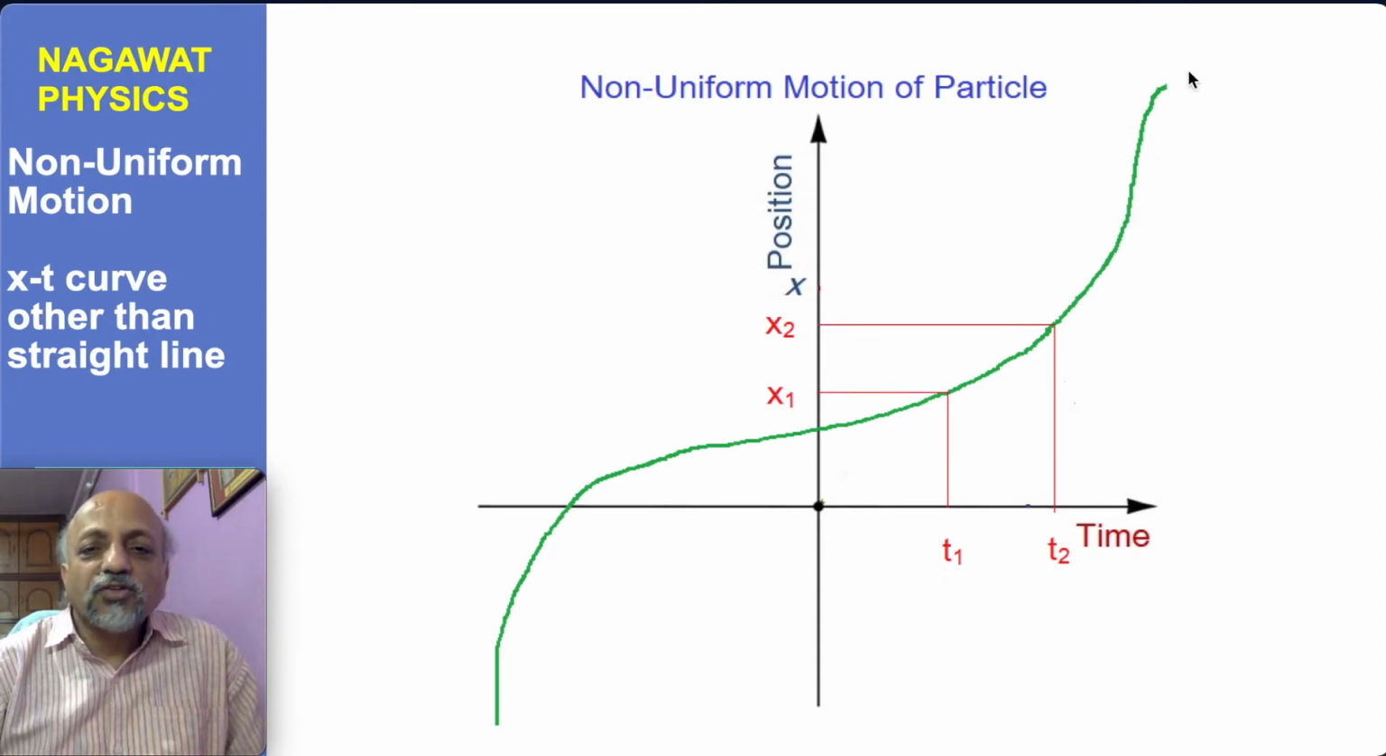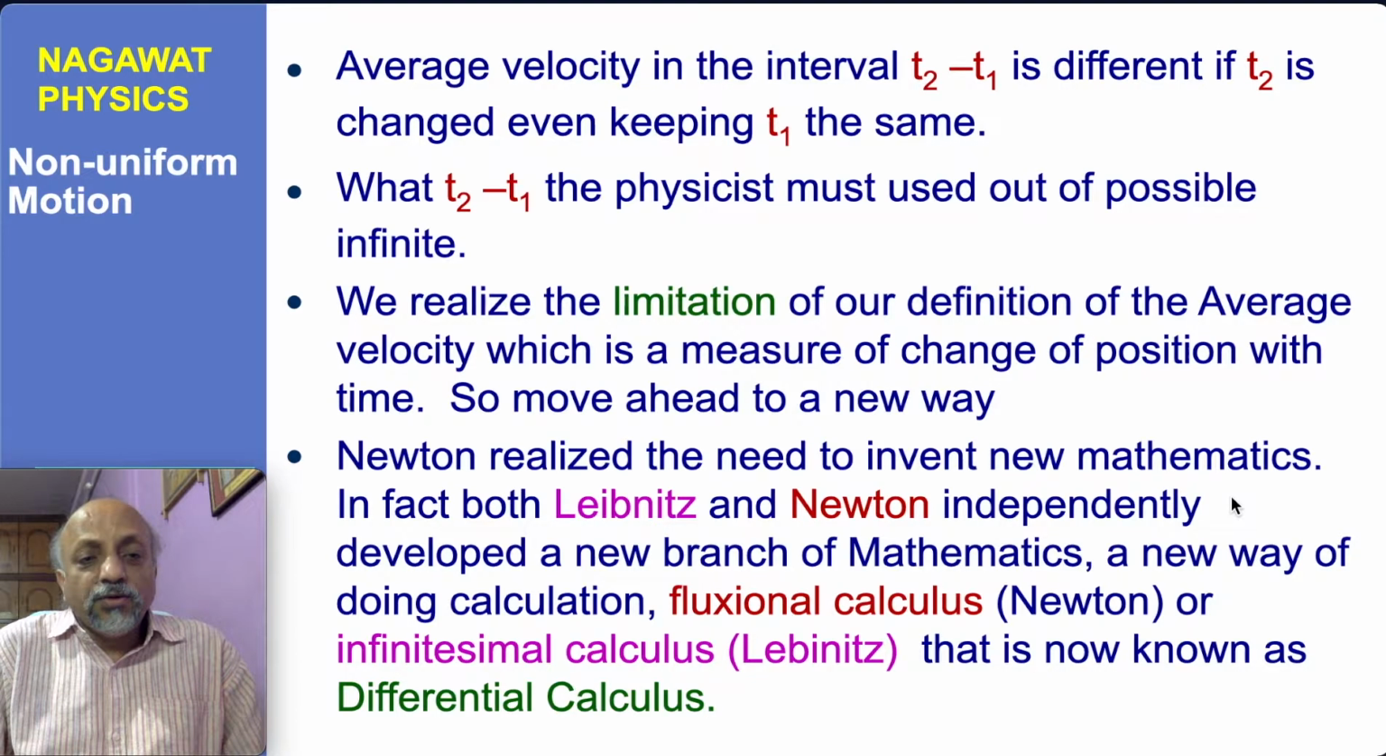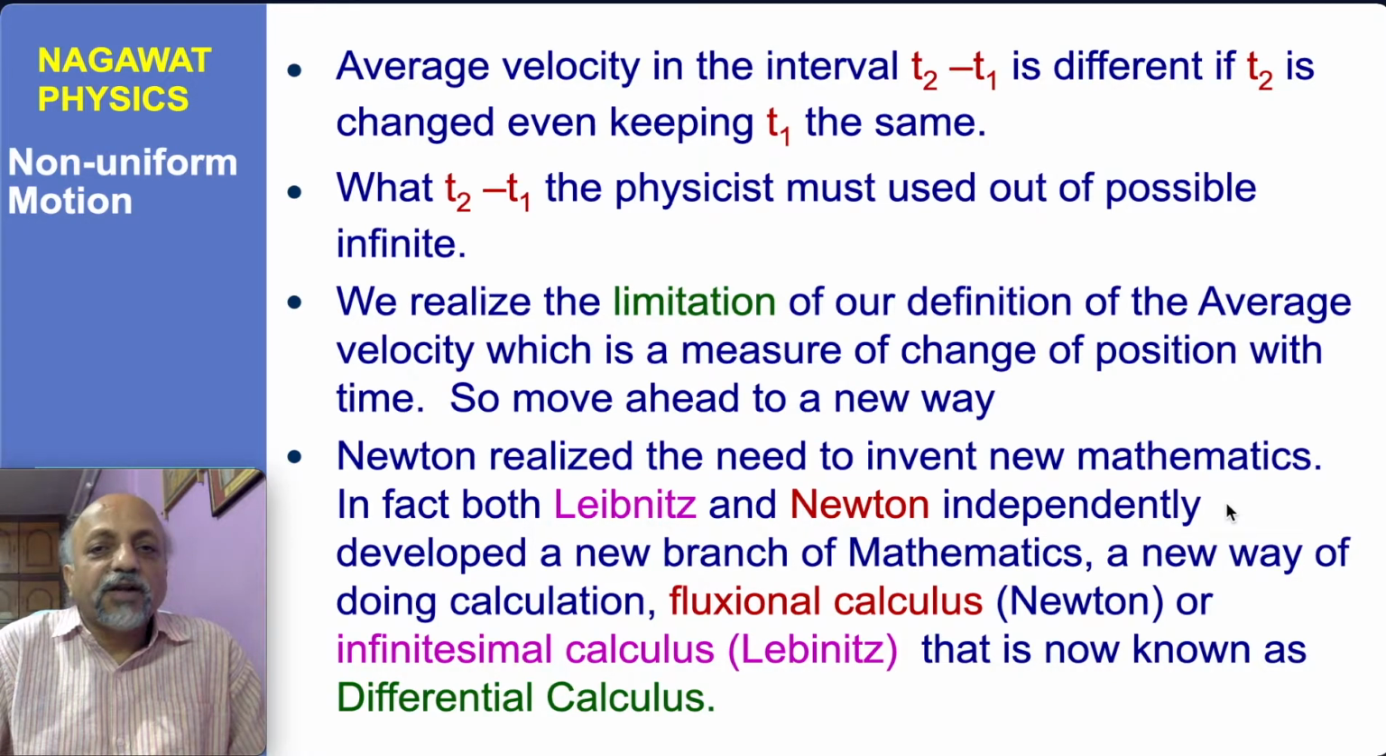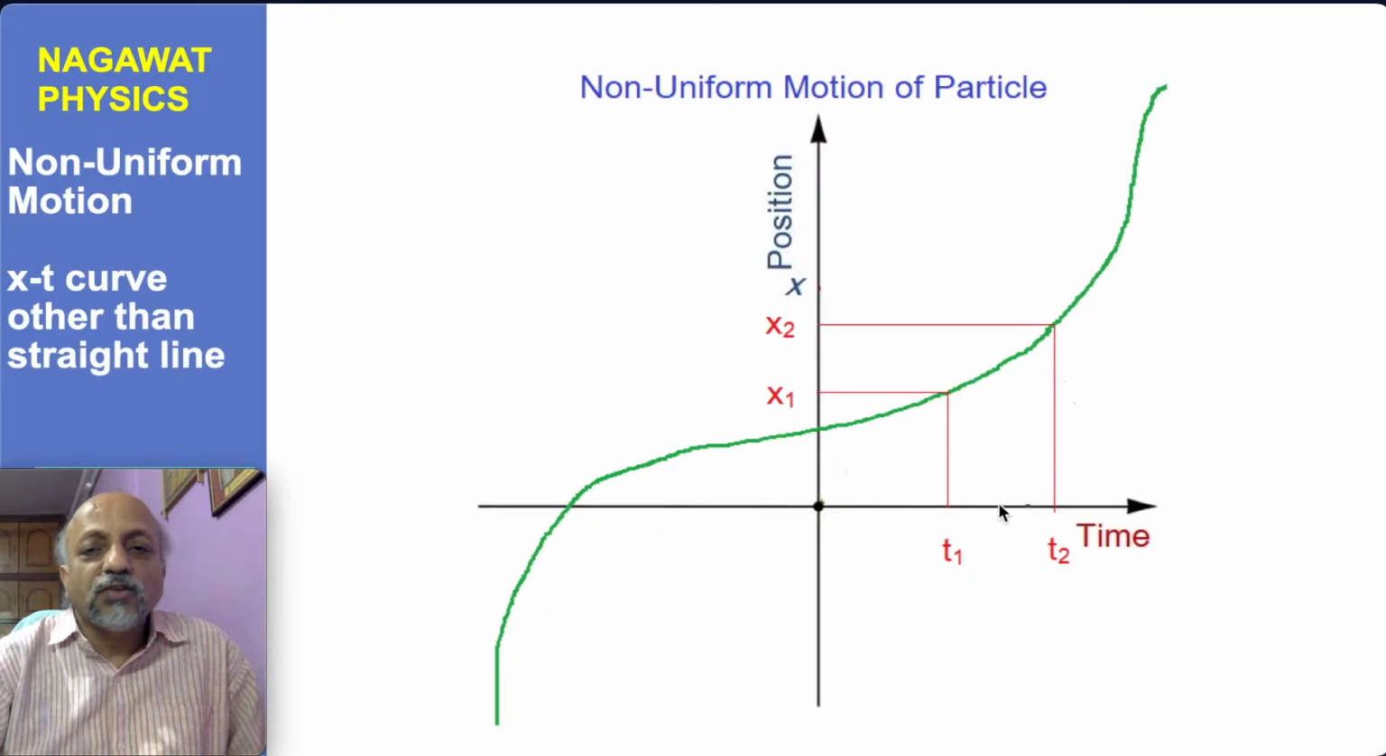So this is the curve sample shown here, and here at time t1 the position is x1, and at time t2 the position is x2. So what we have done in case of uniform motion would work. But the curve is not a straight line, and since the curve is not a straight line, when you define average velocity by the same definition, the definition is not dependent upon the nature of the curve. So average velocity in the interval t2 minus t1 will be different if different t1 and t2 are chosen, which you can see from this graph.